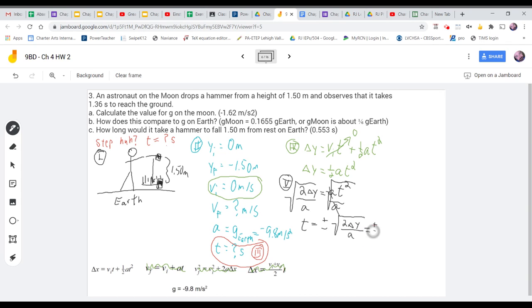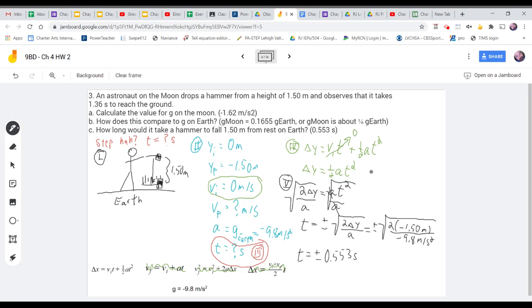which is really plus or minus the square root of, we have to put in the numbers, 2 times delta y is minus 1.50 meters divided by a, and remember a is little g on Earth, so this is divided by minus 9.8 meters per second squared. And if you do all of that in the calculator, what you'll end up with is t is equal to plus or minus 0.553 seconds. So that's 2 answers.